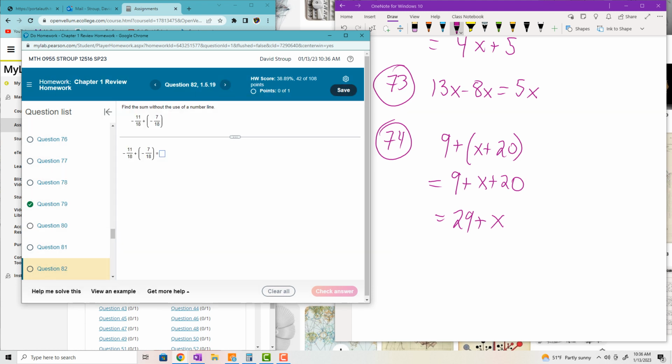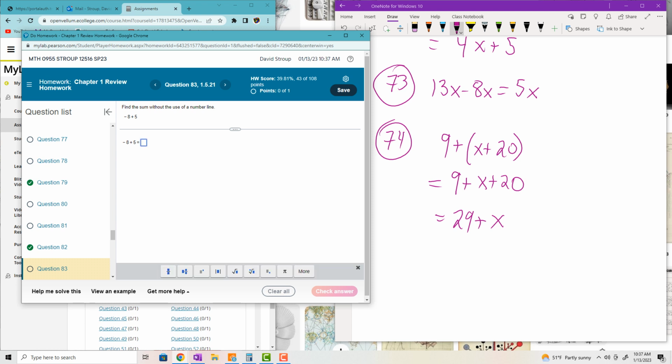Get some fractions. So adding the numerators, it would be negative 11 plus negative 7 is negative 18, all over 18. So that would be negative 1 when you simplify. When you have different signs, so a negative plus a positive, you have to subtract the numbers. And then you take the sign of the bigger number. So 8 minus 5 is 3, and the bigger number is 8, so you borrow the negative, so it would be negative 3.